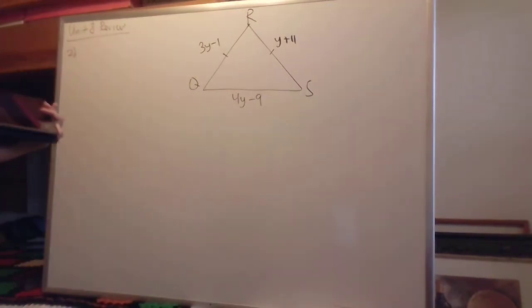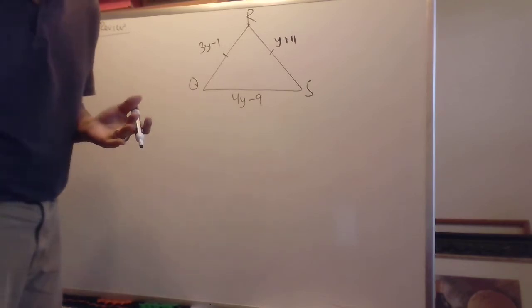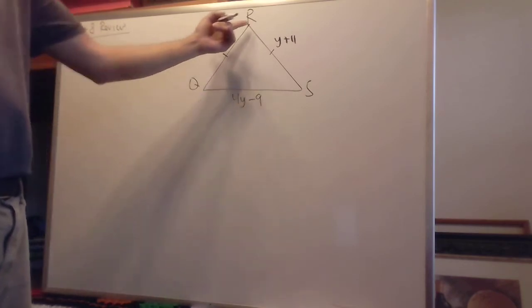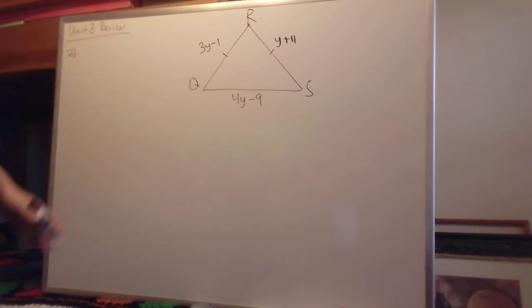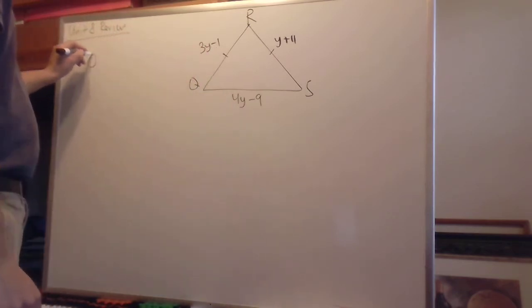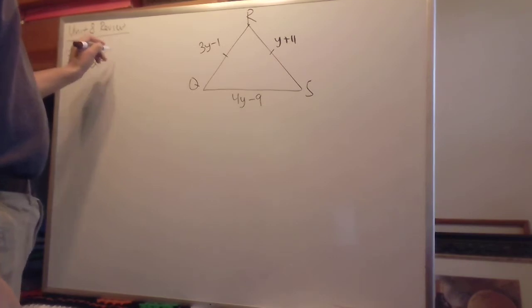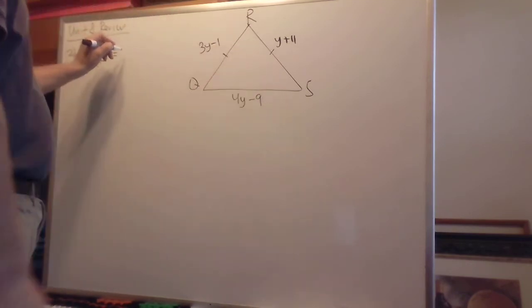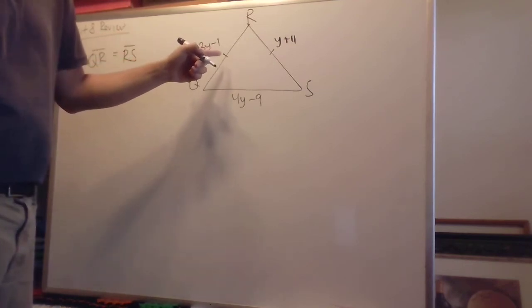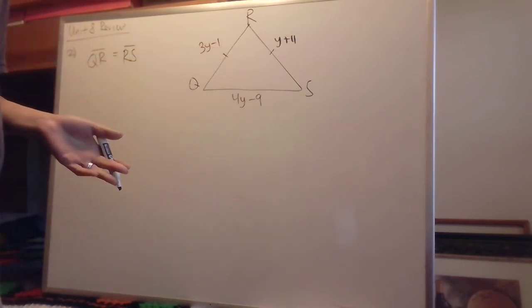All right, so we're looking at the next problem, problem number 2 for the unit review. It wants you to find the lengths of isosceles triangle QRS. When we look at isosceles, we know that two of the side lengths are the same. So we know that side QR is equal to side RS. We can tell because of these little hash marks, those are basically congruent symbols.